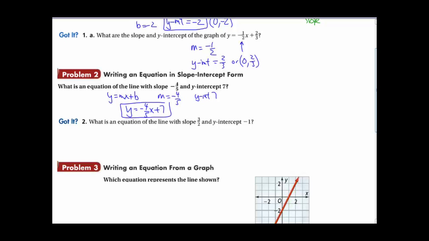What is the equation of the line with slope 3/2 and y-intercept negative 1? Y equals positive 3/2, so we have y equals 3/2 x minus 1.